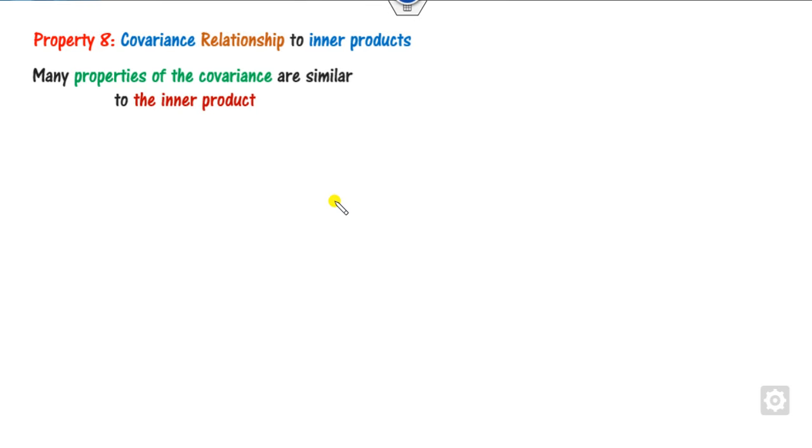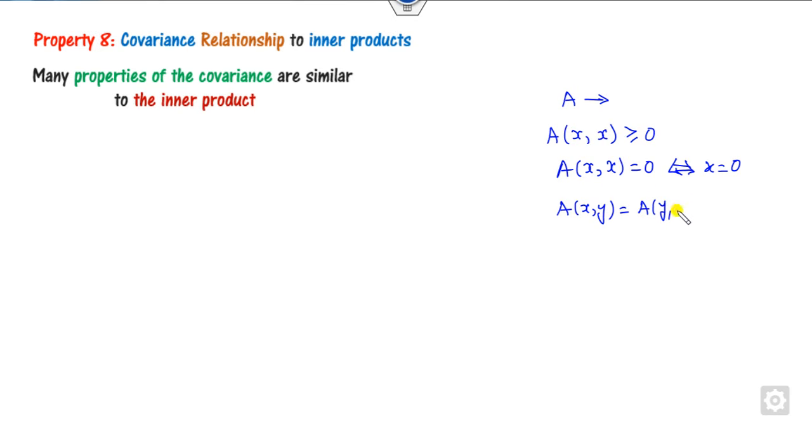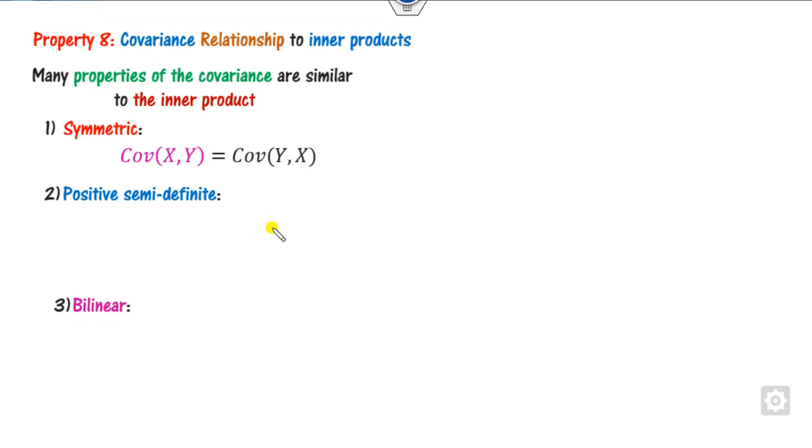What is the property of the inner product? Covariance relation with the inner product. There are many properties which are covariant. If A is your inner product space, then we all know x comma x is always greater than or equal to 0. We all know that x comma x is 0 if and only if x is 0, and this inner product space is symmetric and satisfies the triangle inequality. So we will see that we derive that the covariance is symmetric.